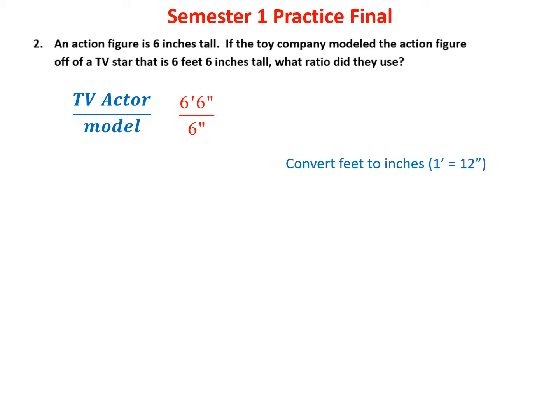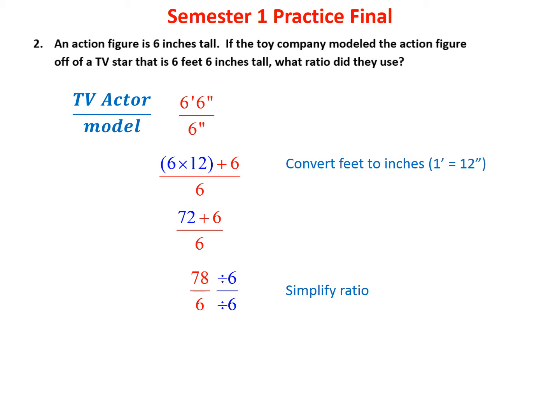1 foot equals 12 inches. So I'm going to take my 6 feet and multiply it by 12 inches. Then I still have an additional 6 inches to add to it. So 6 times 12 is 72. Add the 6 inches and we have 78 to 6 as our ratio. Now we should simplify the ratio, and we notice that we can take a 6 out of both of these. So 78 divided by 6 is 13. 6 divided by 6 is 1. So the ratio here is 13 to 1, and that's our answer.